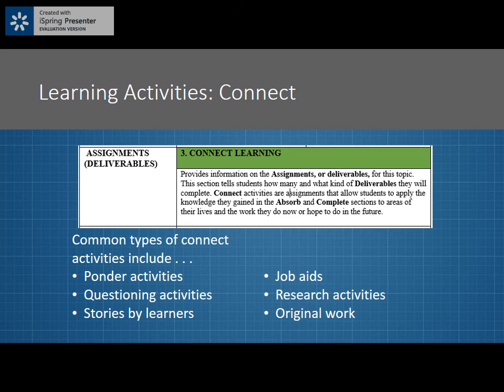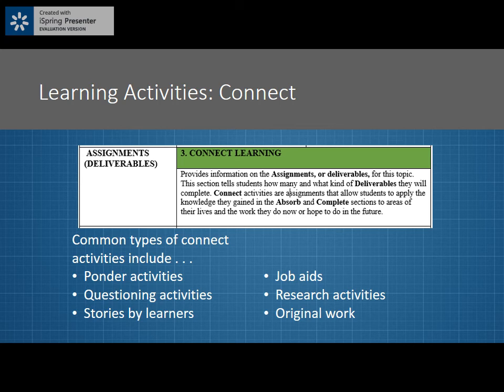The connect activities are the application piece of the topic. I call these the deliverables. These are the assignments that students are going to deliver to you to be assessed. Now, these connect activities provide information on the assignments for this topic. This section tells students how many and what kind of deliverables they will complete.